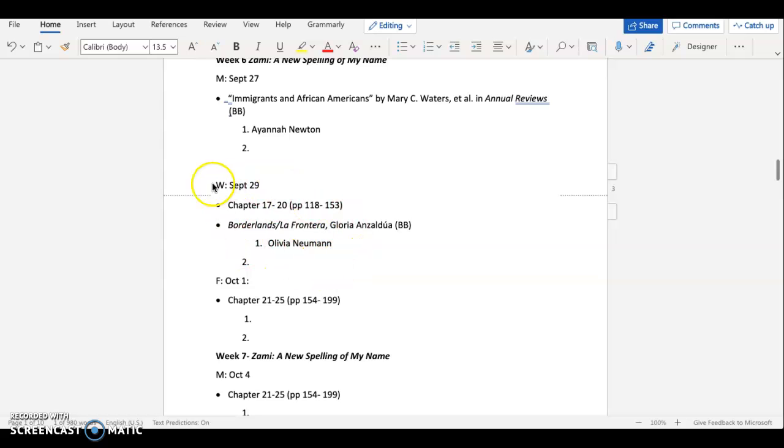Olivia signed up for Wednesday. So Olivia will read chapters 17 through 20 in Zami, A New Spelling of My Name, and the excerpt from Borderlands La Frontera, which is on Blackboard in the week 6 link. And then she will use those readings to complete this assignment. Since she signed up for Wednesday, she will turn it in on Tuesday at 11:59.